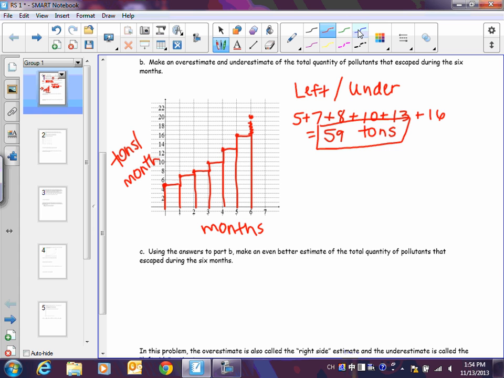Okay, so then now what we're going to do is we're going to do the right-sided rectangles, which should be an overestimation. Now, a really easy way to figure out if you did this right is my answer to this next part should be bigger than 59. If it's not, I messed up somewhere, either in my labeling or my number crunching or something. So let me show you what I mean by this. It means that, like in our very first thing we did, instead of saying 5 is the number I'm going to pick for the first month, I'm going to pick 7.